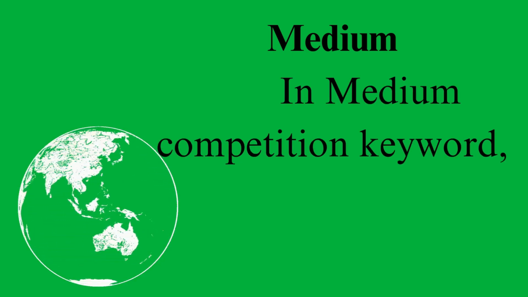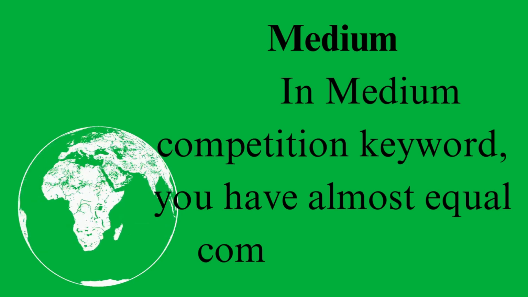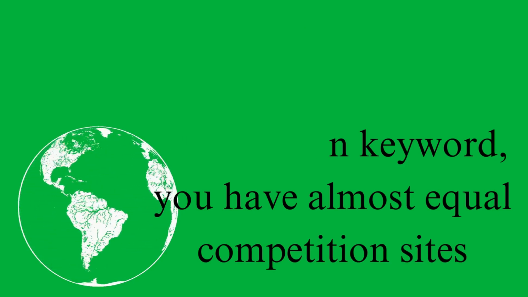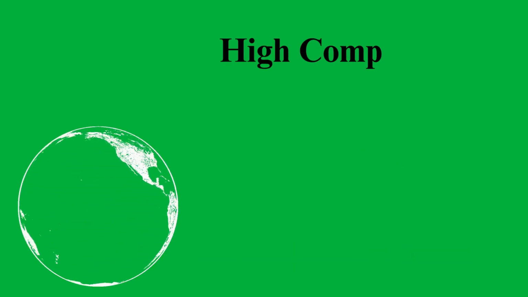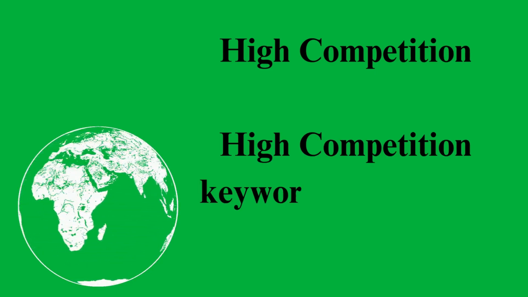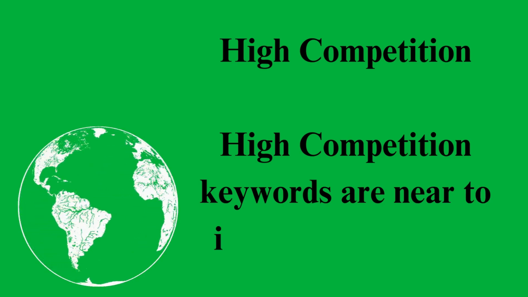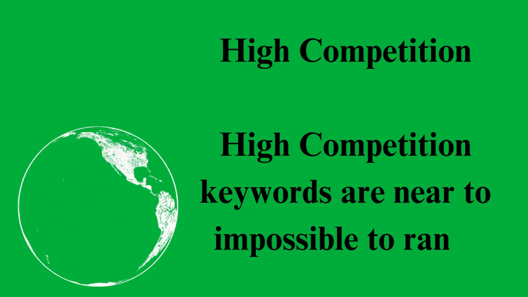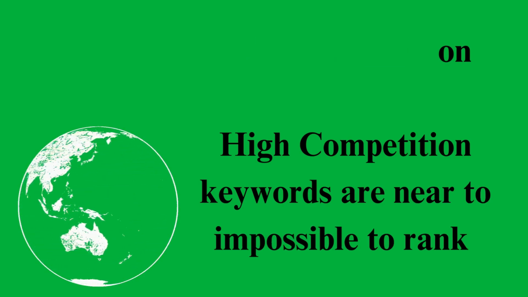Medium keywords, you have almost equal competitive sites in each, and it requires 6 to 7 months to rank on Google. High competition keywords are near to impossible to rank, but slowly and gradually they also rank. High competition keywords require almost 1 year or 12 months to rank.